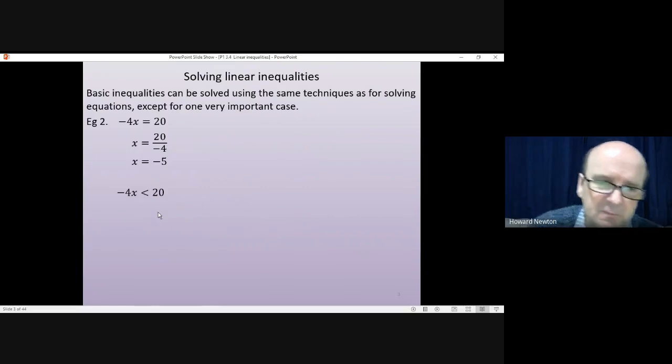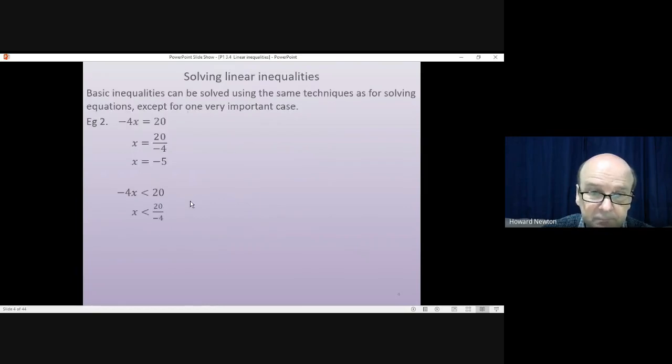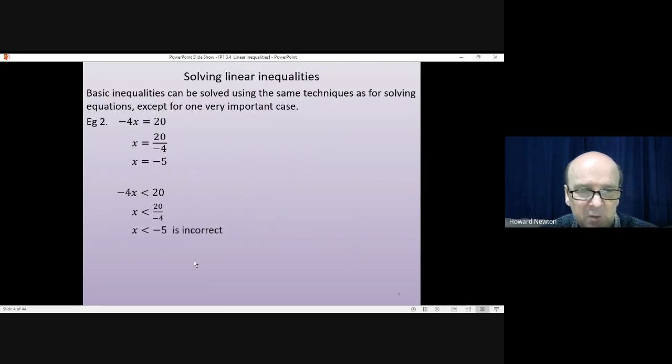Okay, well, I'll start off just by pretending that I don't know there's a problem and just press forwards as we did above. Divide by minus 4, you get x is less than 20 divided by minus 4. And that will give you x is less than minus 5, which unfortunately is the wrong answer.